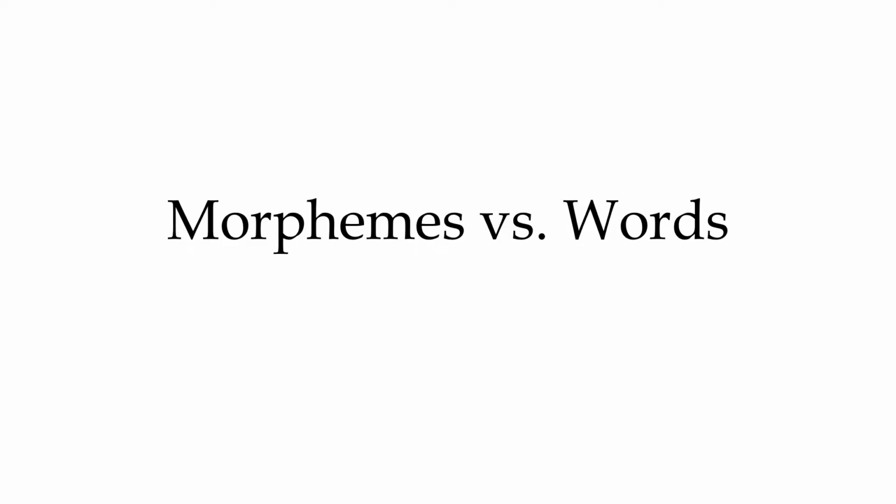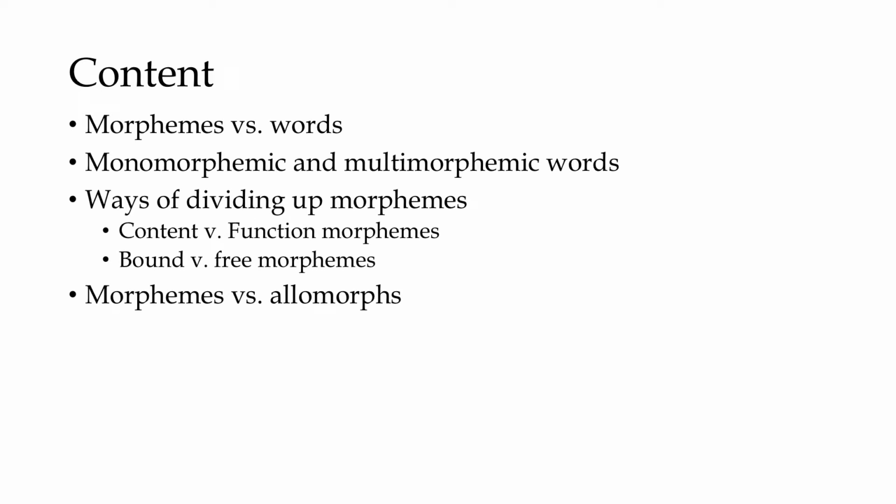In this module, we'll talk about morphemes and distinguish them from words. So that difference between morphemes and words is an important part of our content. We'll talk about monomorphemic versus multimorphemic words, and you actually see some morphology even within those words themselves. We'll see ways of dividing up morphemes into content versus function morphemes or bound versus free morphemes. And we'll talk about the difference between morphemes and allomorphs.